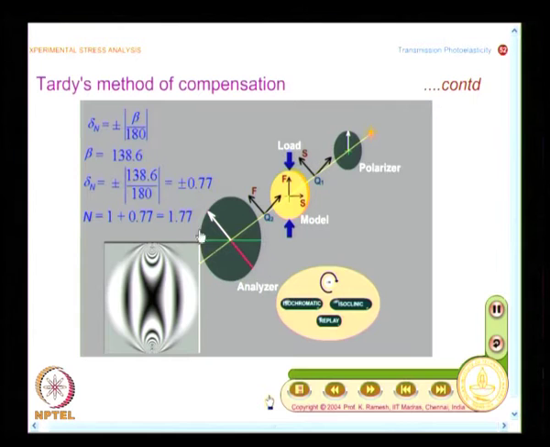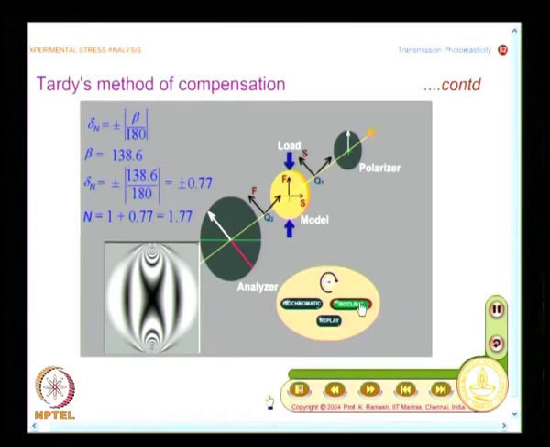So, what I find is the angle as 138.6 degrees, then I am able to calculate delta n, this is plus or minus 0.77. Because fringe order 1 has moved, I attach the sign plus. So, I make n as 1 plus 0.77 equal to 1.77. So, now what we will do is we will look at the complete procedure.